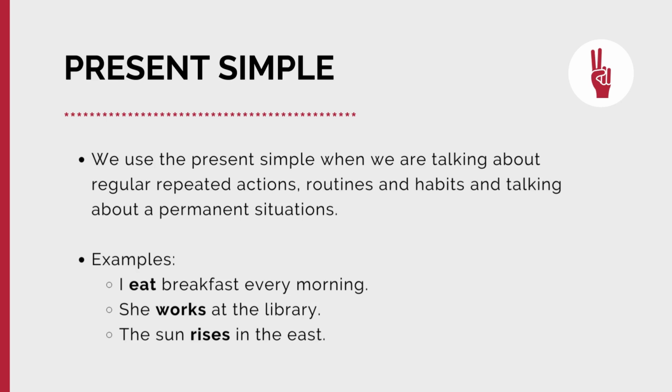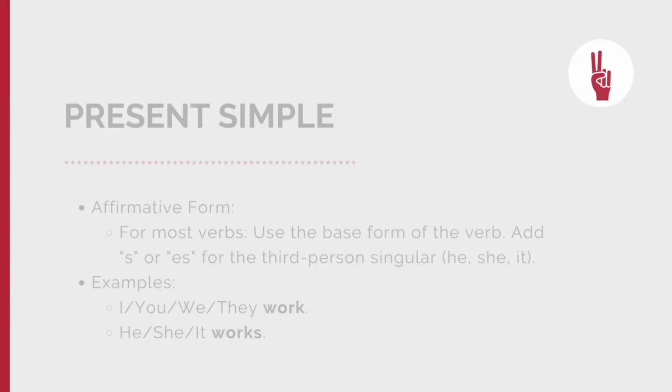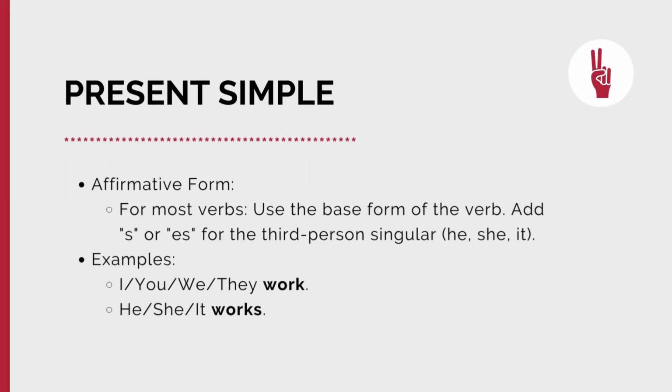To form the present simple, for most verbs, we use the base form of the verb. We add s or es for third person singular, like he, she, or it. Example: they work. It works.